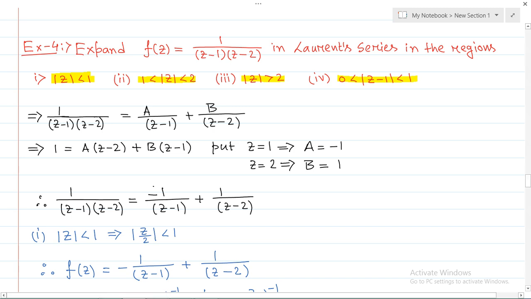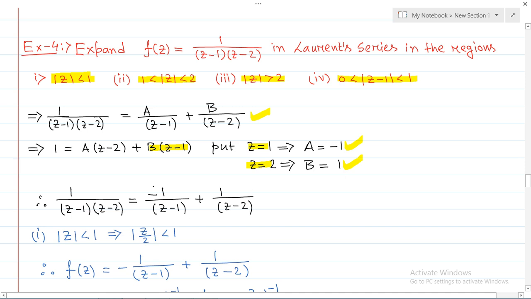So for 1 upon z minus 1, z minus 2, what will be your first task? You have to first find the partial fraction. We have two linear factors here, so a upon z minus 1 plus b upon z minus 2. We have just cross multiplied it: 1 equals a into z minus 2 plus b into z minus 1. Now substituting z equal to 1, we get the value a equal to minus 1. Substituting z equal to 2, we get the value b equal to plus 1.